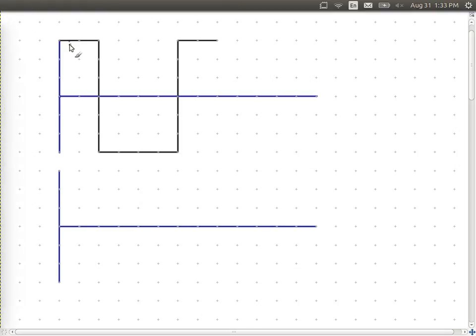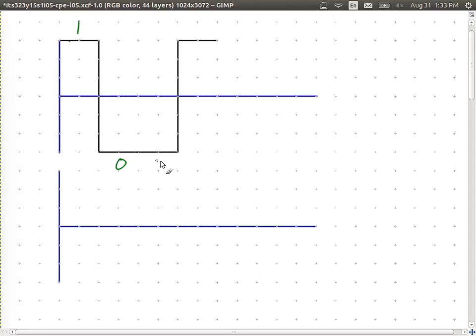Here's the first signal, two levels. Let's say this represents a 1, 0, 0 and 1. So we see the mapping of high level to 1, low level to 0, with a digital signal in this case. Let's use four levels.